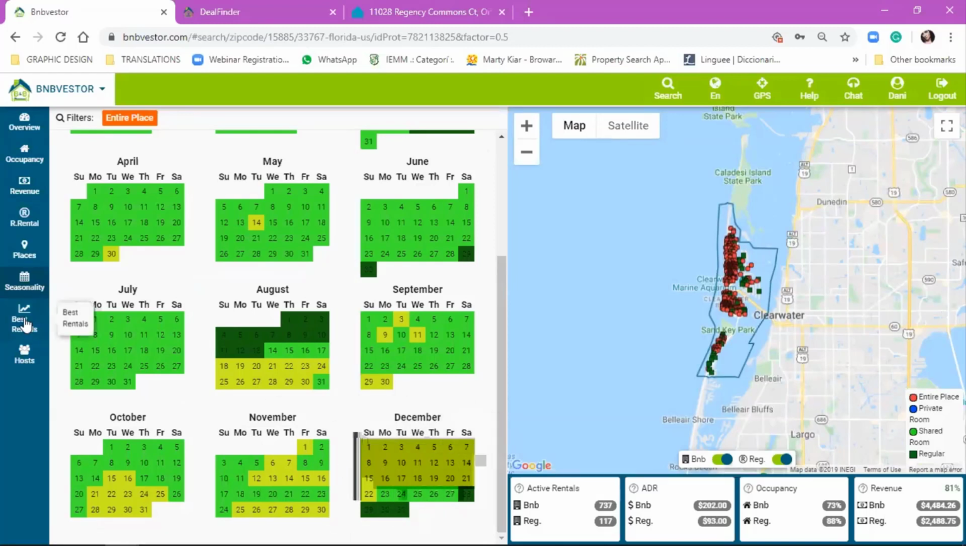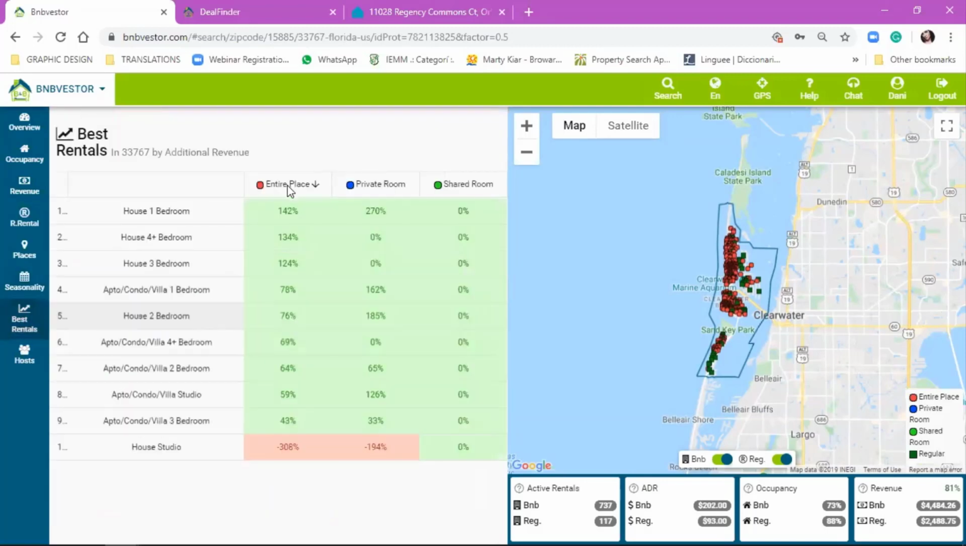What's the best property to rent in this area? For the entire place, a house of 1 bedroom will give you the highest additional revenue. Then you have a house of 4 or more bedrooms and a house of 3 bedrooms will still give you a decent additional revenue. But if you notice, basically almost all will give you a very stable and very good additional revenue, okay?